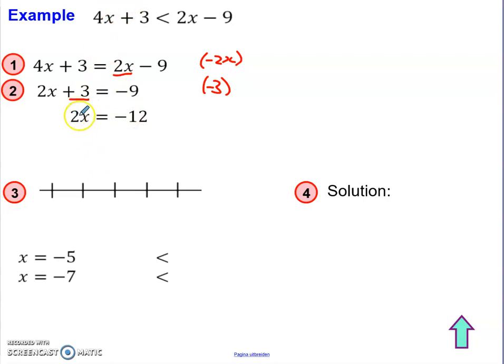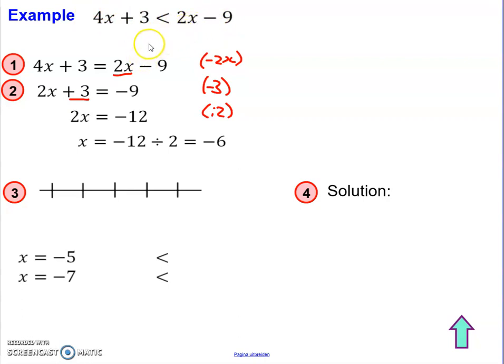So now we have 2 times x, and I really would like to know the value of x. So times 2, the opposite is dividing by 2. So that's what I'm going to do to find the value of x. And then we write down minus 12 divided by 2. And my break-even point is that x is minus 6. Yes? So when x is minus 6, the left side and the right side are equal.